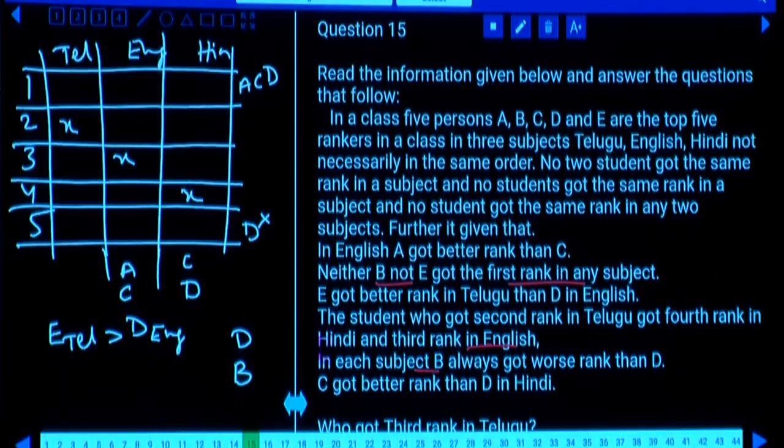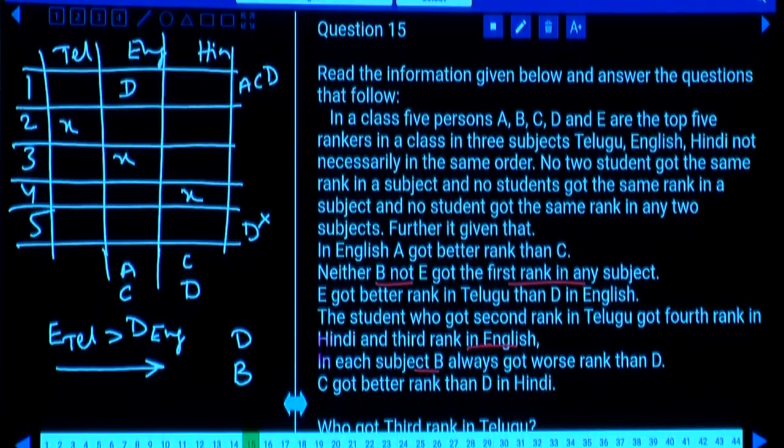Now in the first case, what should happen here? D cannot be Hindi. Are you following this one or not? Why? Because C is better than D in Hindi. As D cannot be Hindi, D cannot be at this place. Then tell me whether D can be at this place or not. Yes? No. Why is it no? Now, sir, if D is here, this information is there. E's rank in Telugu is better than D's rank in English.